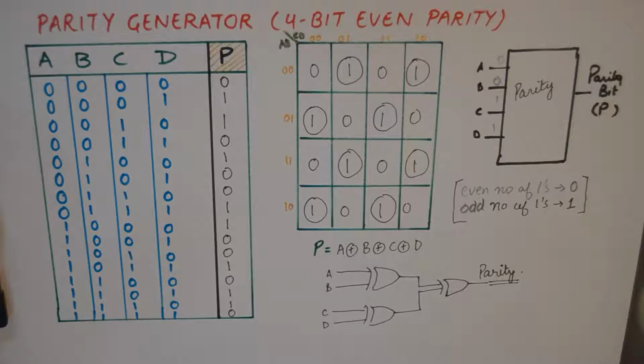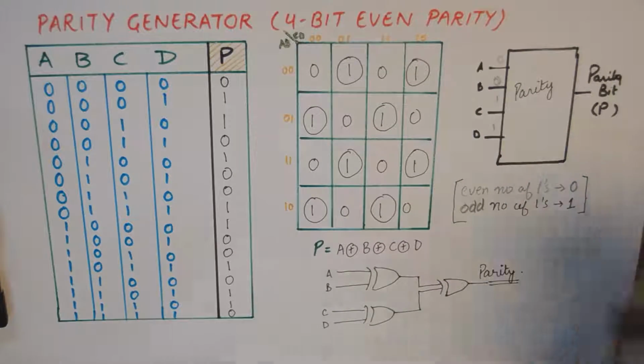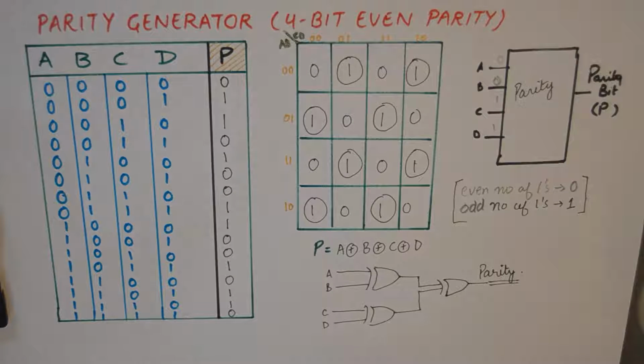But the reason why I have discussed even parity is that in most complex logic designs, such as that of a microprocessor or a microcontroller, the parity followed is even parity. For example, the parity flag in the microprocessor 8085 follows even parity to check the number of ones in the accumulator to give a result in the flag.